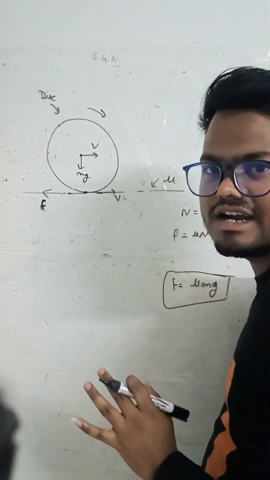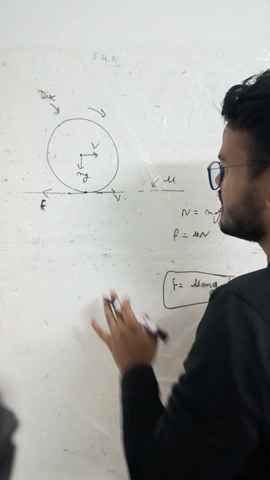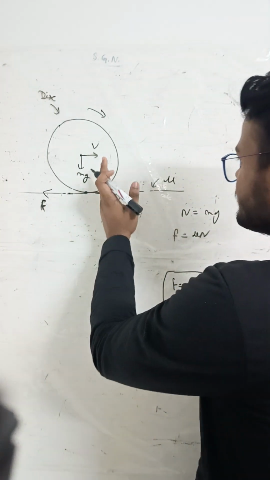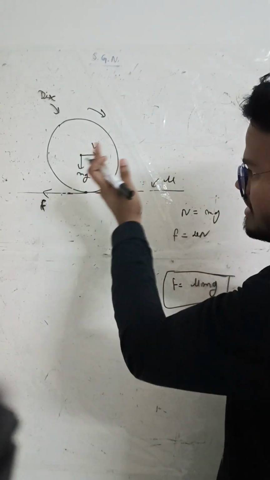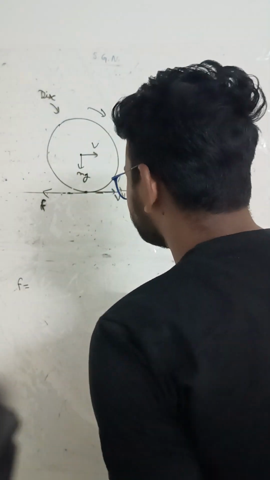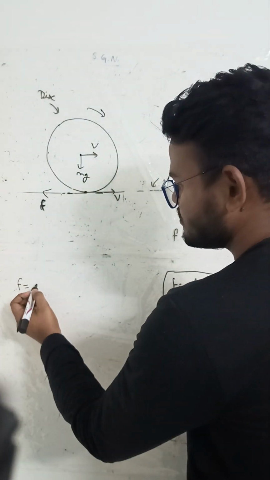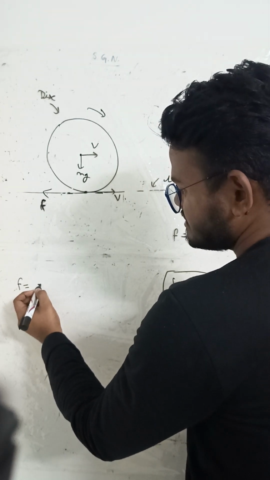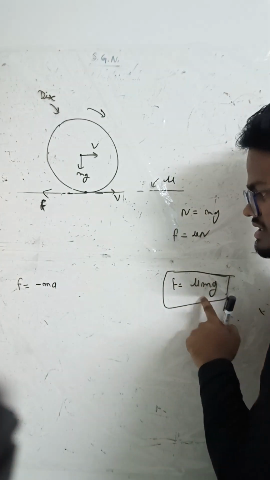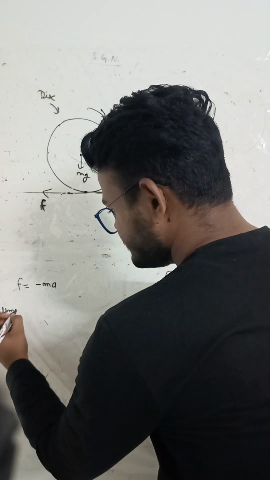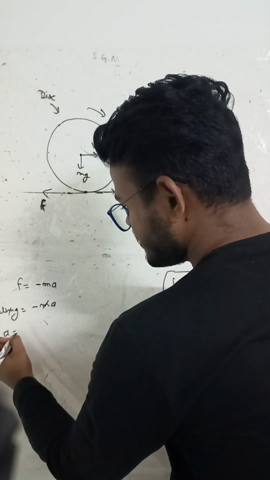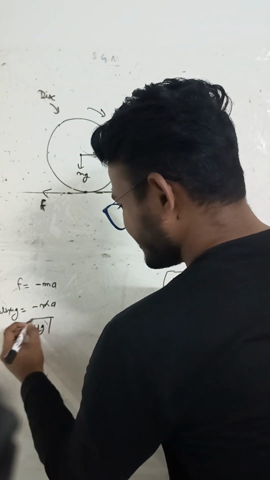So what we have to do is simple. First we write down the equation for the translational motion. Here in translation there is no force in the forward direction, but there is a friction force that will decrease its linear velocity. So friction equals minus ma. Friction is mu mg, so mu mg equals minus ma. From here, acceleration equals minus mu g.